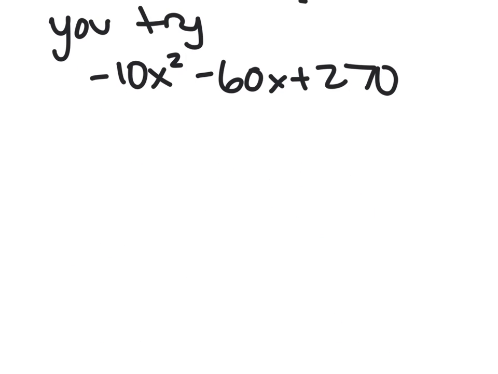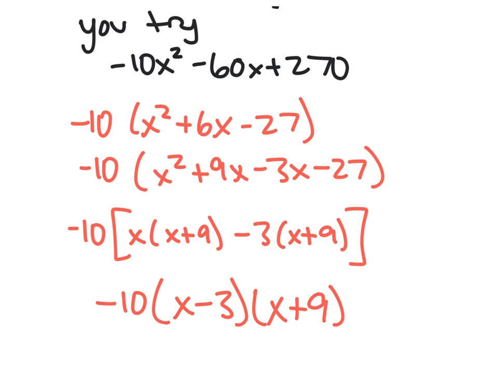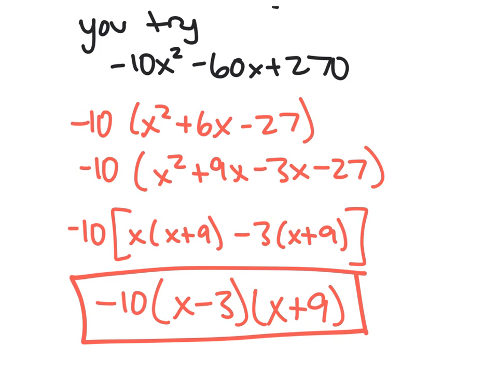Alright, so now you give it a try. Negative 10x squared minus 60x plus 270. After working this out, hopefully you came down to the factors: negative 10 times x minus 3 times x plus 9. We can check ourselves by remultiplying all this out and making sure that we end up here. Alright, that's factoring trinomials by grouping.